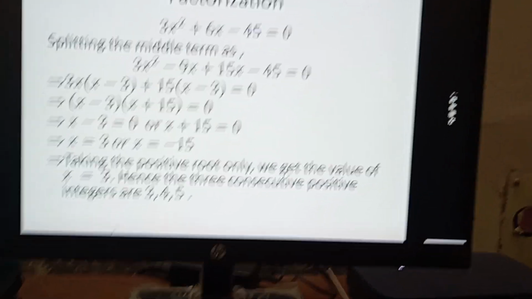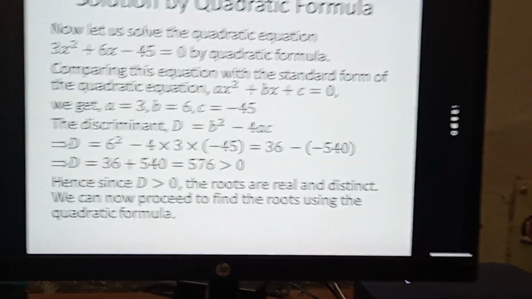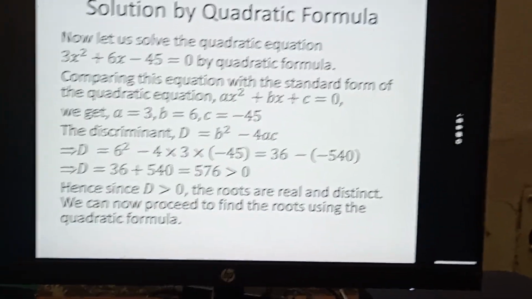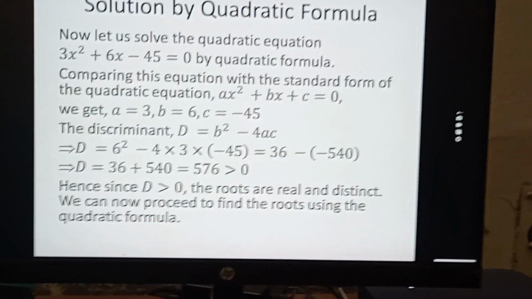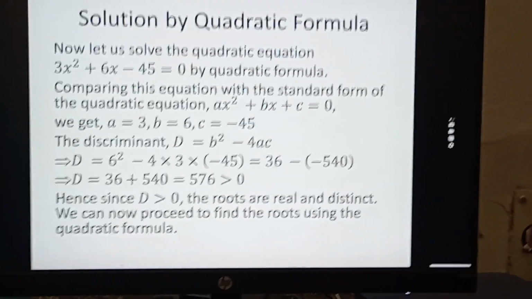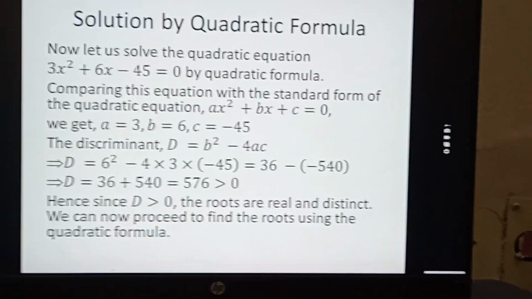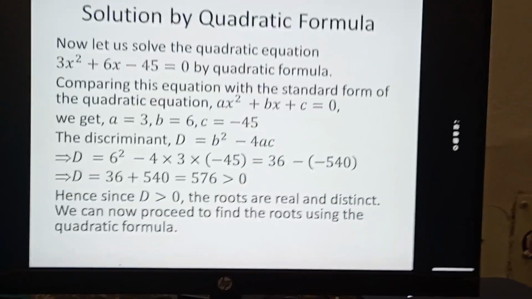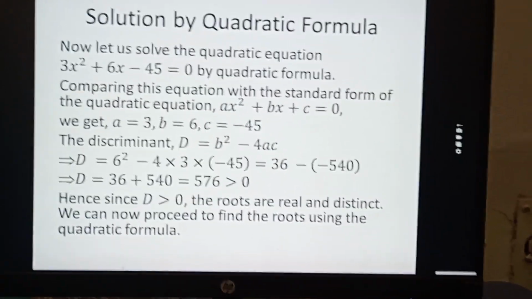Okay. Then you come to the solution by quadratic formula. It is much easier than this. Let us solve this. 3x squared plus 6x minus 45 is equal to 0 by quadratic formula. Comparing this equation with the standard form of the quadratic equation, ax squared plus bx plus c equal to 0, we get A equal to 3, B equal to 6, and C is equal to minus 45.